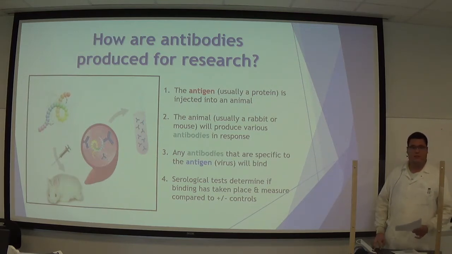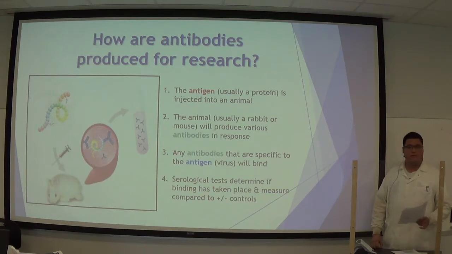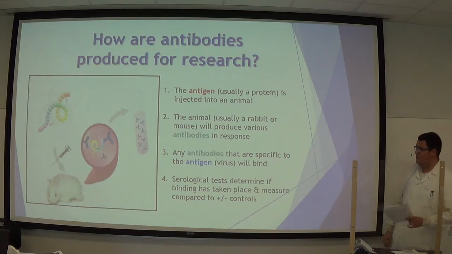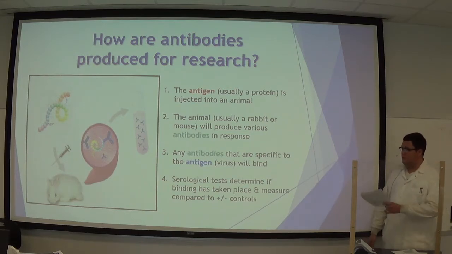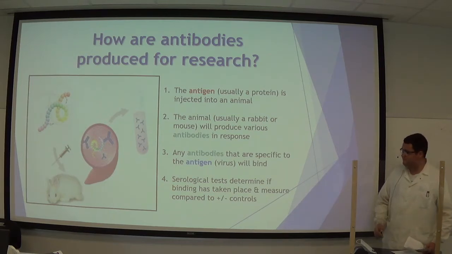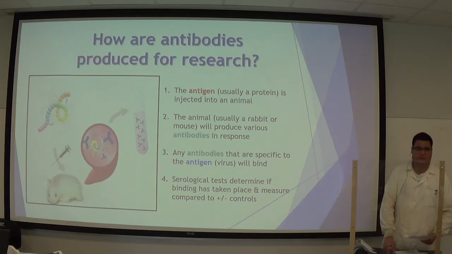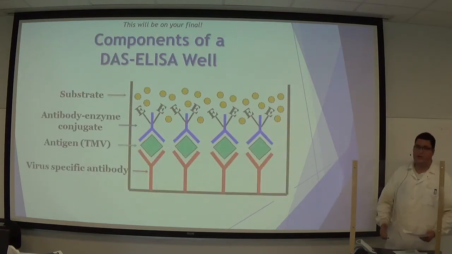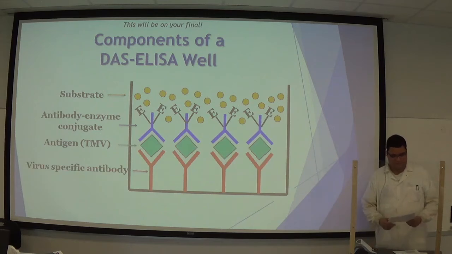I'll tell you guys later how plants do that. Plants don't produce antibodies, by the way. But we do use antibodies for plant-related research. So, okay, in this case you inject TMV into a rabbit or whatever, then you have to sacrifice it, unfortunately, and you isolate the antibodies that can specifically bind to the antigens of what we're interested in, which is TMV. And then you do the serological testing, which is ELISA, enzyme-linked immunosorbent assay.